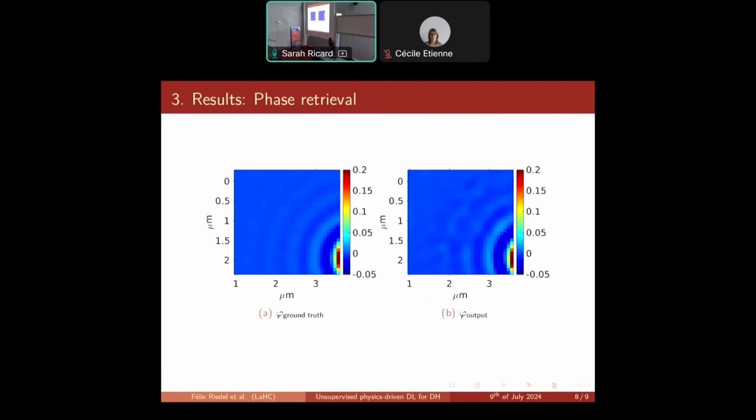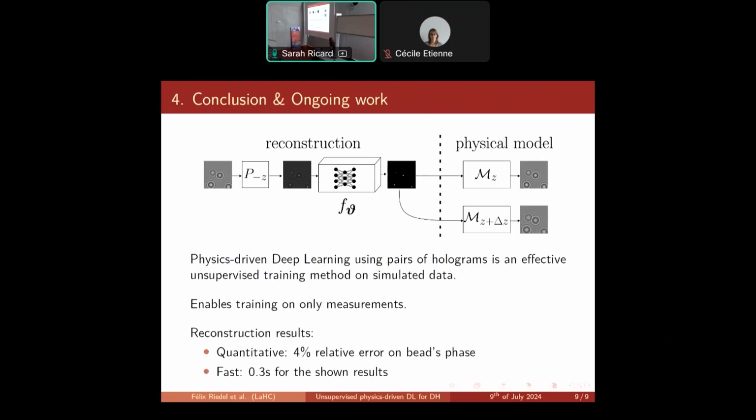So if we zoom in, it's there. We can see the differences on the side of the beads. It's basically in the second and the third oscillations around the beads. So it's really not that much difference. So as a conclusion, I would say that it is a method that works on simulations at least.